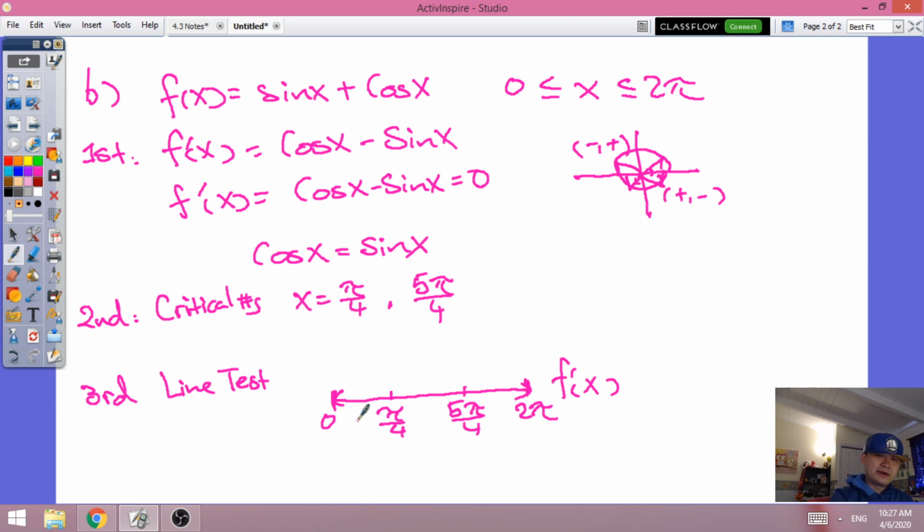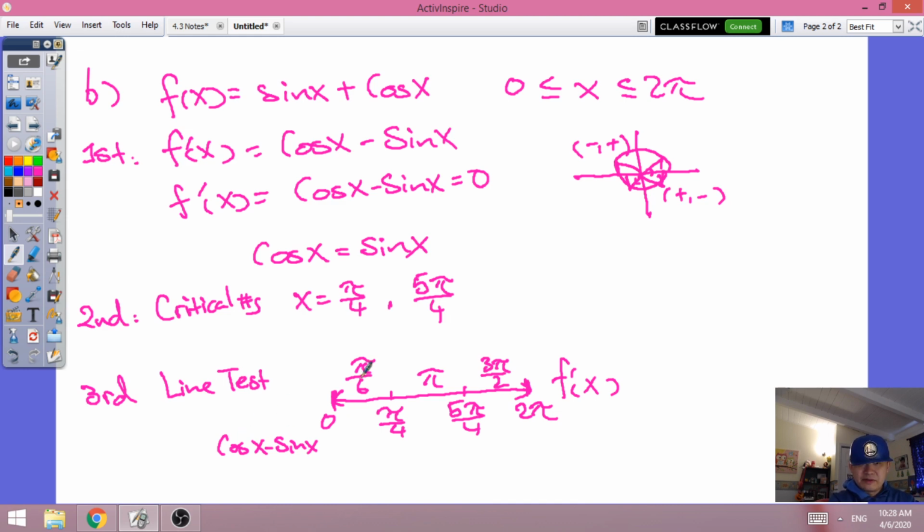And now let's figure out the numbers so we can verify in each interval. Anything that's less than pi over 4, we can test something like pi over 6. Any number between pi over 4 and 5 pi over 4, we can test something such as pi. Any number from 5 pi over 4 to 2 pi, we can test 3 pi over 2. Again, we want to plug a number back into the first derivative. So we have cosine of x minus sine of x.